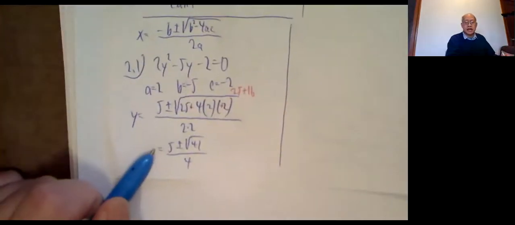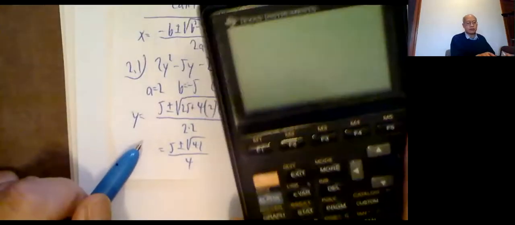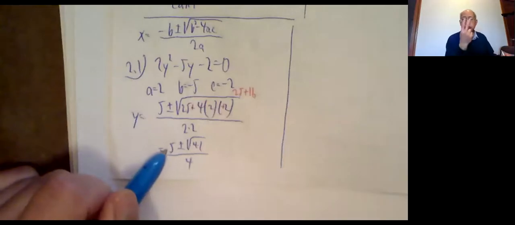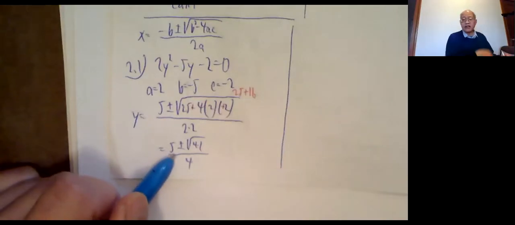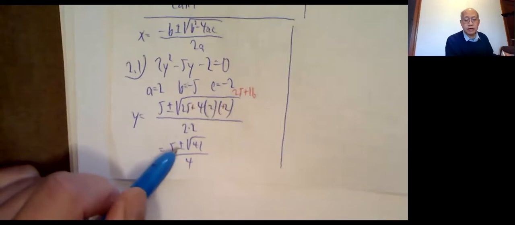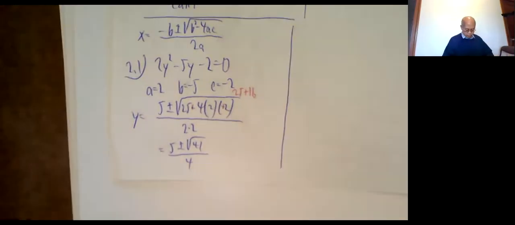Again, the text says, give a calculated approximation. I'm not going to do that. You can do it if you want to or not, but there we are. Mind you, this represents two solutions. 5 minus radical 41 over 4, and 5 plus radical 41 over 4.